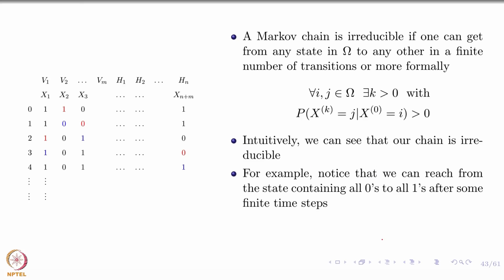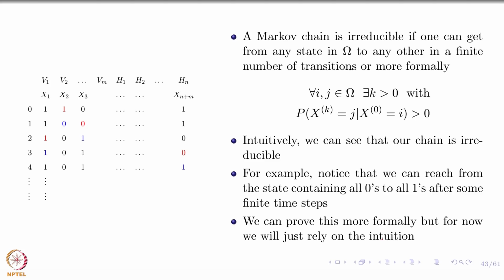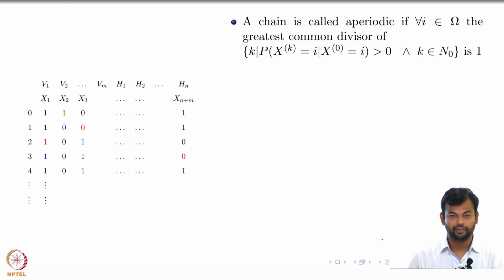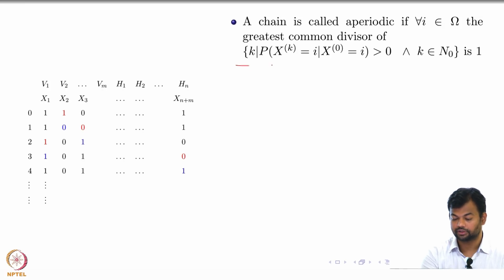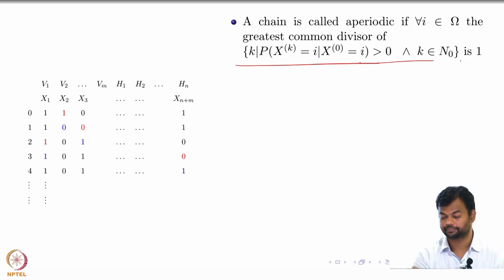We can prove this more formally, but we are not going to do this. We'll just live with the intuition that this chain is irreducible. Hence, one red mark which we had in our theorem, that it was true only for irreducible Markov chains, we don't need to worry about this. Now, the other thing is even more cryptically defined. A chain is called aperiodic if the greatest common divisor of this set is 1.